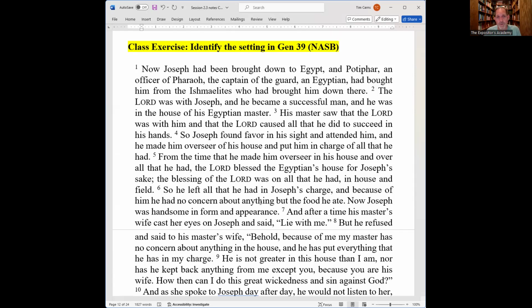But let me first go ahead and read the story. Again, it's one that I chose because I know it's pretty familiar. And then as I'm reading, I'll read a little bit slower so that you can see if you can identify the setting of the story.